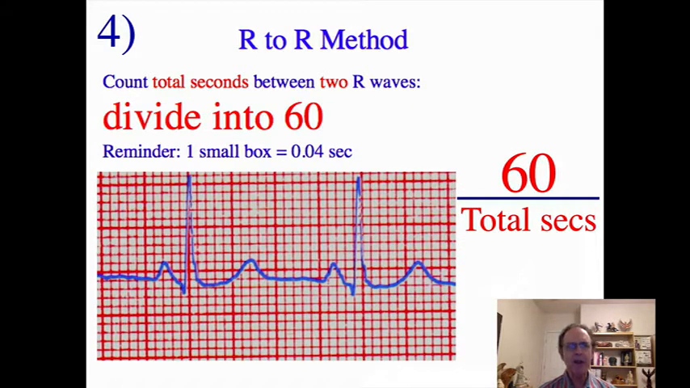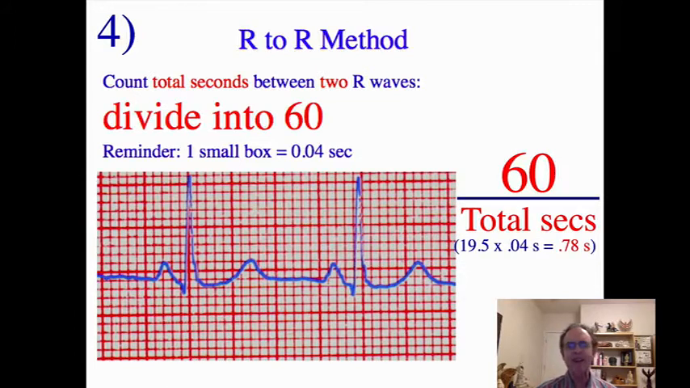With the R to R method, you count the total seconds between two R waves. Divide into 60. And as a reminder, one small box equals 0.04 seconds. So 60 is always in our numerator, always with the R to R method. And then essentially just count small boxes. You know there's 5 in a large box, so here's 5, 10, 15, 16, 17, 18, 19. We count half boxes. So that's 19 and a half small boxes times 0.04.